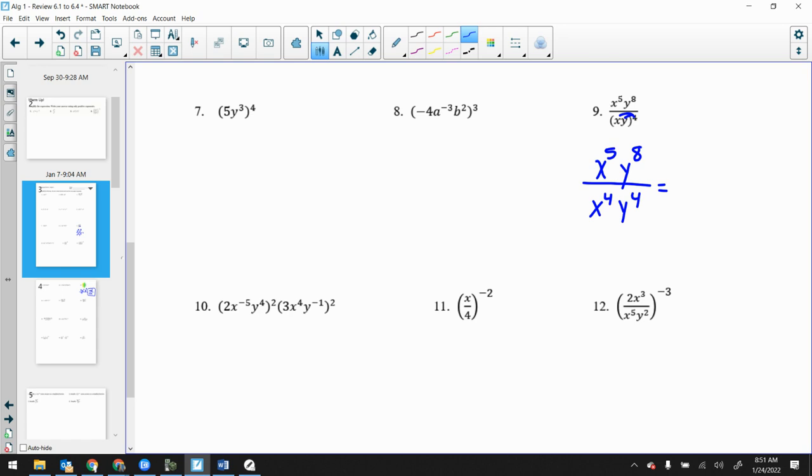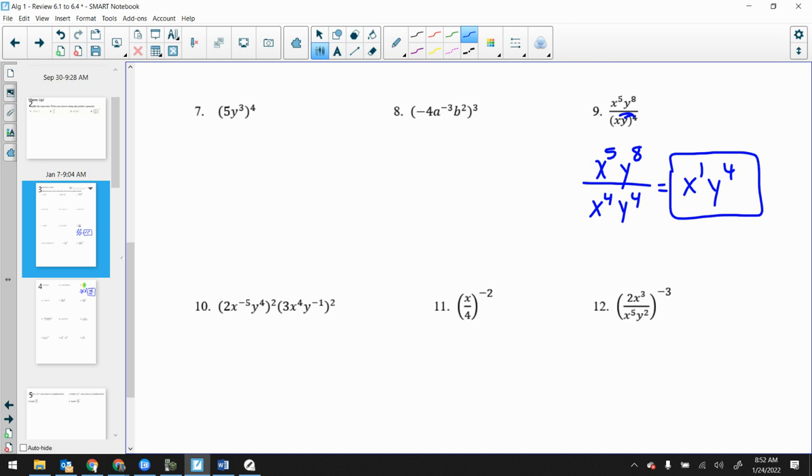X to the 5th over x to the 4th is x to the 1st. Y to the 8th over y to the 4th is y to the 4th. If you did not have that first power there, that would be fine. If you just said x times y to the 4th, that's perfectly fine. Can I still put it over 1? Yeah, that's fine.